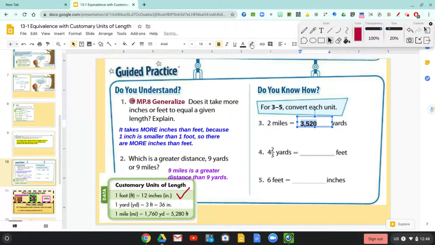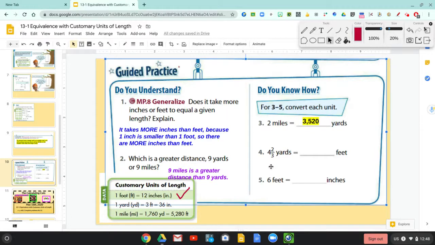And I will just highlight this so that you know that that's the answer. Okay, so now what I want you to do is try number 4. Do not be afraid that this is a fraction. You still use the same magic number, and we did go over an example of how to convert with a fraction. So I want you to try number 4, and when you're ready to check your work, press play.